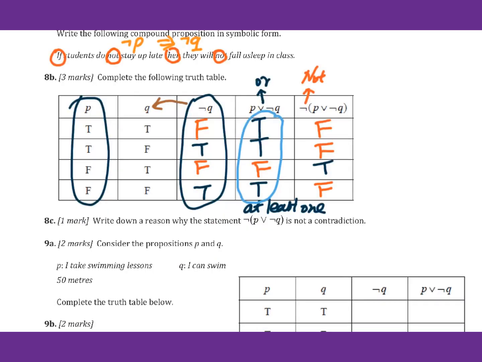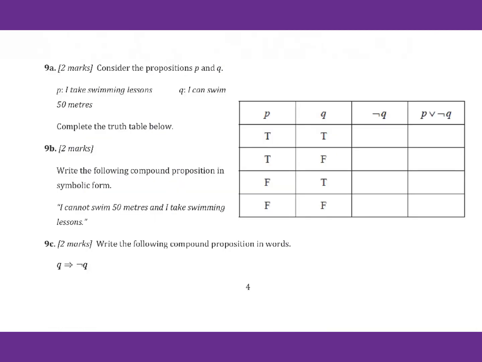8C, write down a reason why this statement is not a contradiction. Contradiction means in the truth table, all values will be false. But when you check the last column, not all entries in the last column are false values. That will be the reason. Now let's go to 9A.